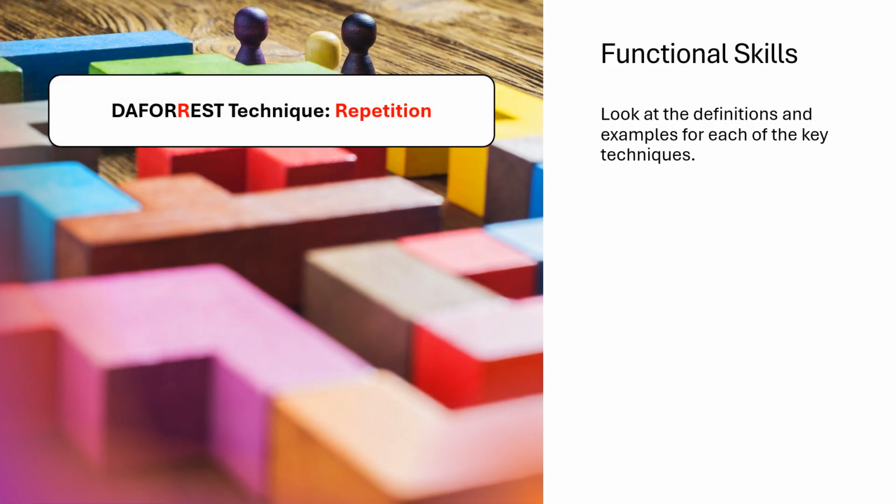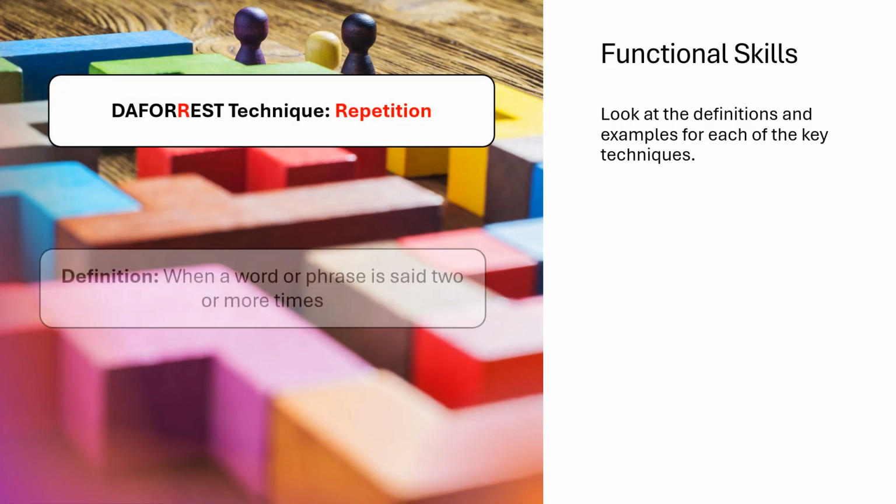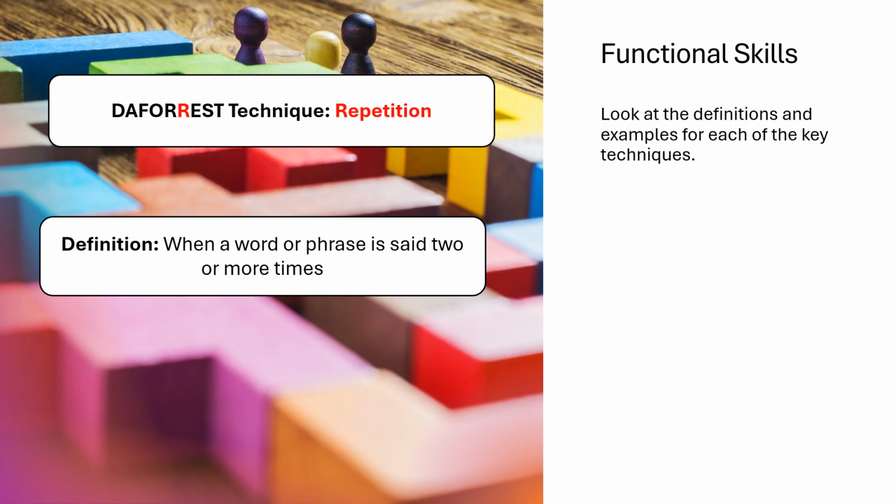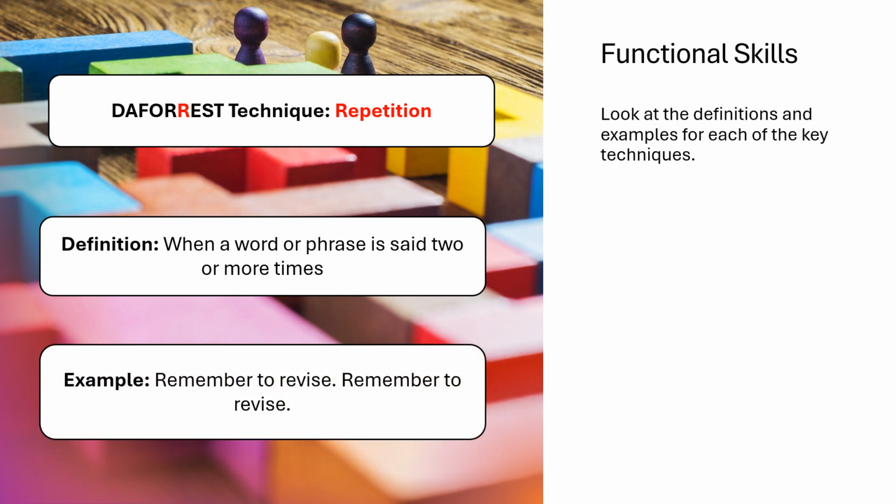Next, we're going to move on to our next R, which is repetition. So this is when a word or phrase is said 2 or more times. If you're doing a piece of writing and you've got a real strong message that you want to convey to your audience, it's worthwhile repeating that same phrase 2 or more times so that it sticks in their head. An example of this is, remember to revise, remember to revise. Just repeating that phrase more than once makes it more likely that it's going to stay in the reader's head.